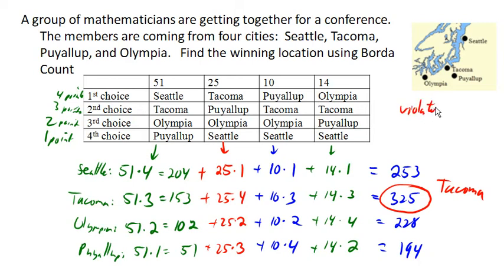And so this method doesn't always, but it can violate what's called the majority criterion. The majority criterion says if a choice has more than 50% of the first choice votes, it seems fair that they should win. In this case, that didn't happen. Now, what's really happening with Borda Count is that it tends to favor a good compromise option. So even though the 51 people probably coming from Seattle really want it to be in Seattle, it turns out that Tacoma is a better compromise since no one else really wants to go to Seattle except for those people.